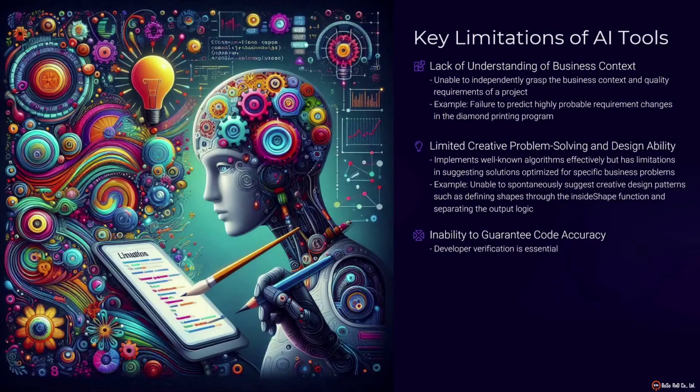In this lecture, we explored the limitations of AI tools and the role of developers through a simple program that prints a diamond shape. AI helps with code generation, but it has some clear limitations. First, lack of understanding of business context. AI does not independently grasp key elements such as the project's business context or important quality requirements. In the diamond printing program, shape changes are easily foreseeable requirement changes, but AI can miss them.